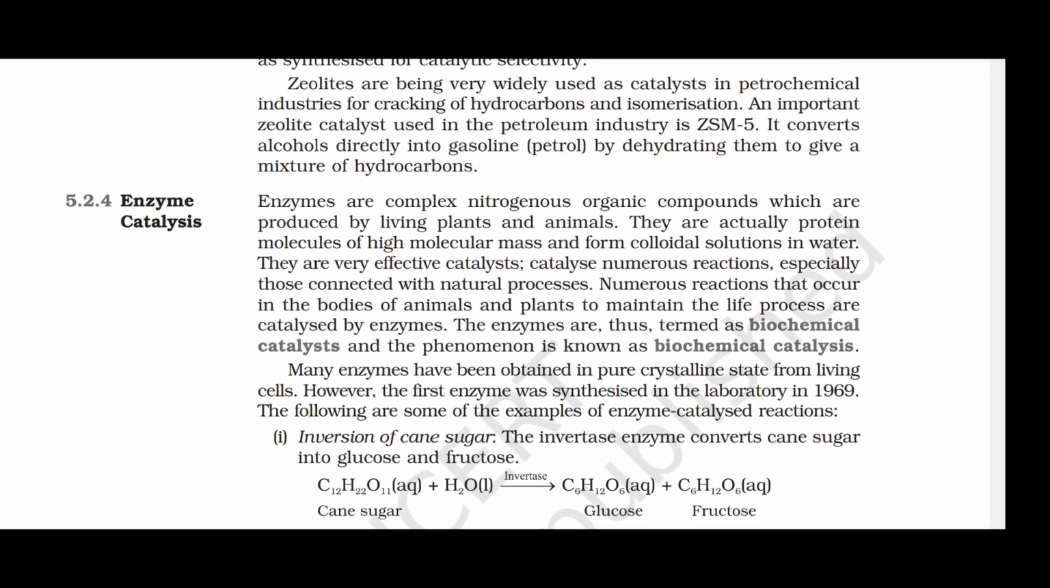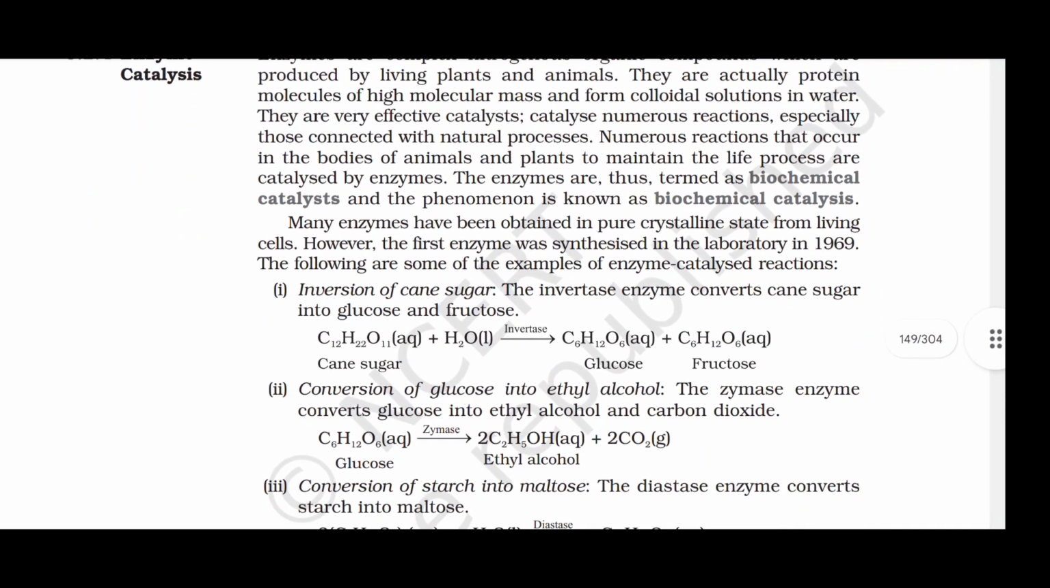Many enzymes have been obtained in pure crystalline state from living cells. However, the first enzyme was synthesized in the laboratory in 1969. The following are some of the examples of enzyme catalyzed reaction. First, inversion of cane sugar. The invertase enzyme converts cane sugar into glucose and fructose. The C12H22O11 in aqueous medium plus H2O in the presence of invertase it will give glucose and fructose.